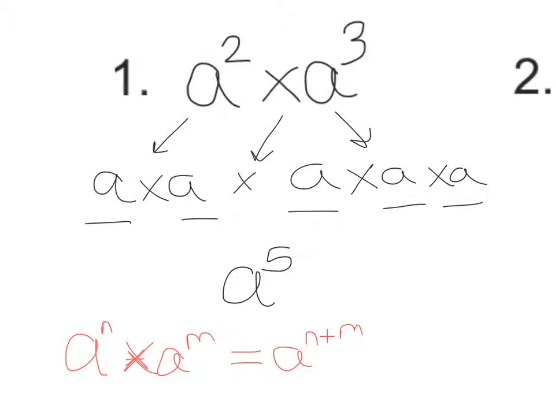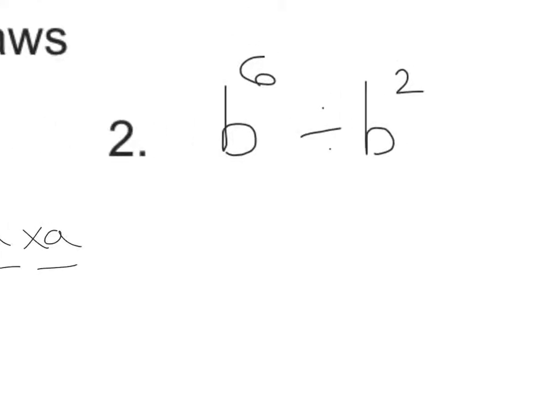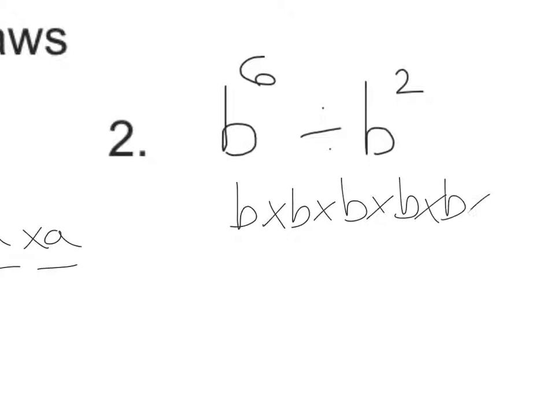Let's try seeing what happens when we divide. So I've got b to the power of 6 divided by b squared. Well, if we added with the others, you might be able to guess what we're going to do, but let's write this as a fraction. B to the power of 6 is b times b times b times b times b times b, and we're dividing that by b times b.